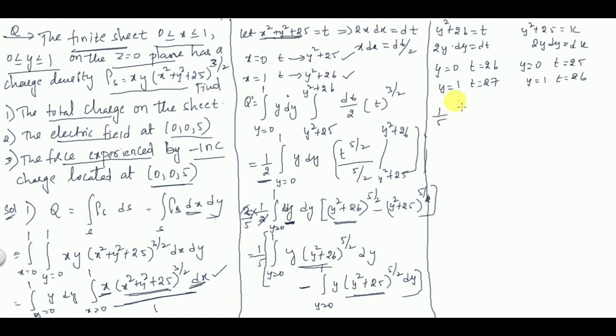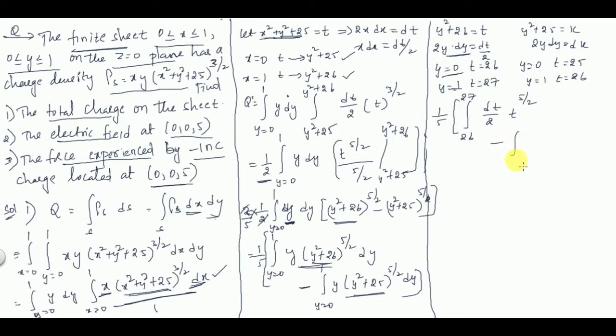So how will be the two integrals? 1 by 5 integral, y is equal to 0 to 1. So when y is equal to 0 to 1, t tends to 26 to 27. So limits change to 26 to 27. Right? So y dy is dt by 2. So dt by 2, and y square plus 26 is t power 5 by 2.